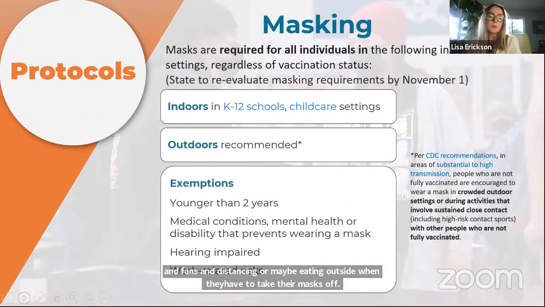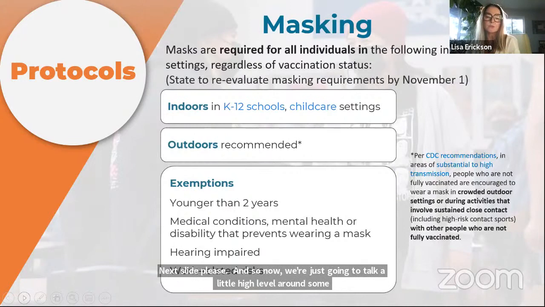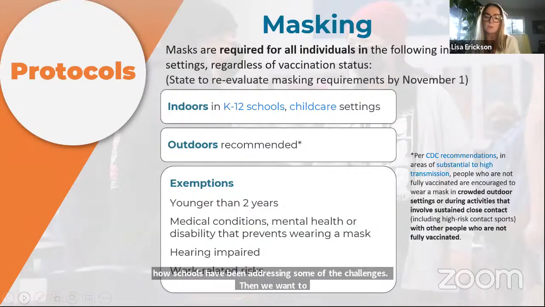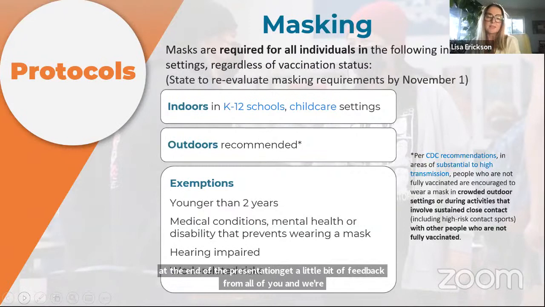And so now we're going to talk a little bit, high level, around some of the guidance, and we're going to go into what has been challenging for schools and how schools have been addressing some of the challenges. And then we want to, at the end of this presentation, get a little feedback from all of you, and we're happy to answer some questions. The first area is masking.